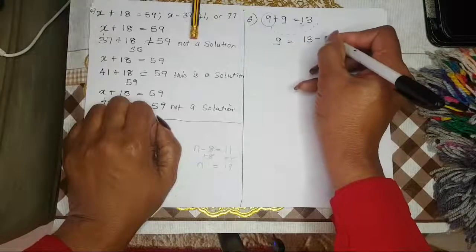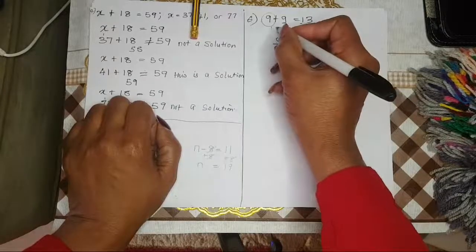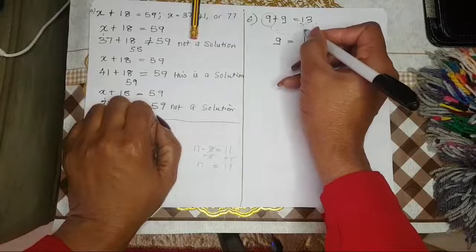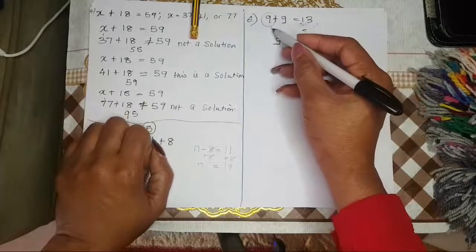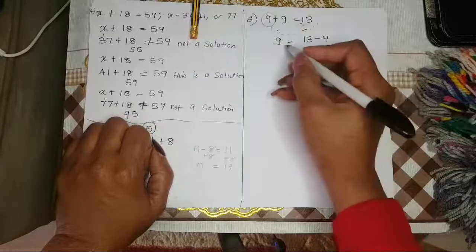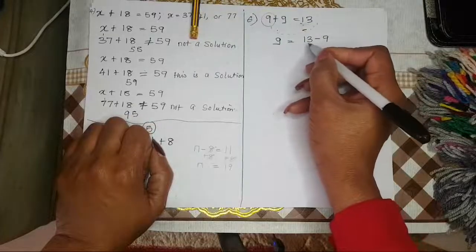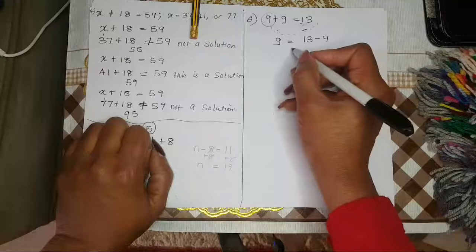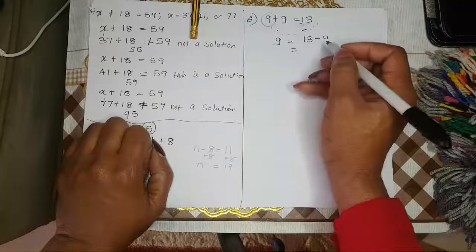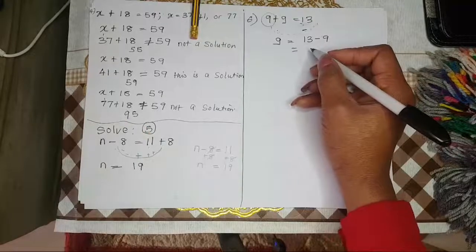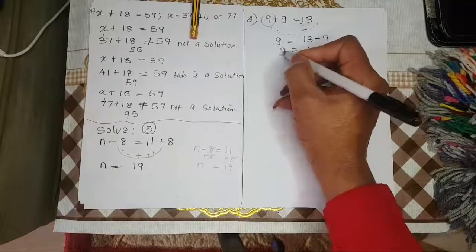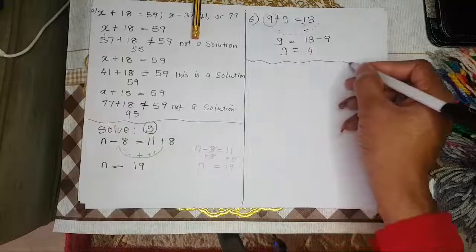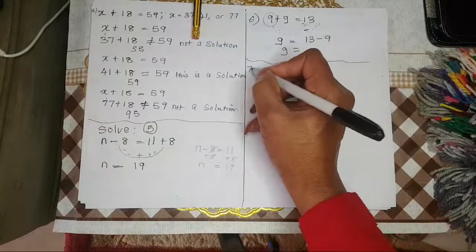13 minus 9. Remember, when it's coming is positive. Once it crosses this sign, it becomes negative. So we moved 9 to 13 so that G will be alone. So what is 13 minus 9? 13 minus 9 is going to give us what? 4. So G here is 4. G is 4. We'll do question number 7.